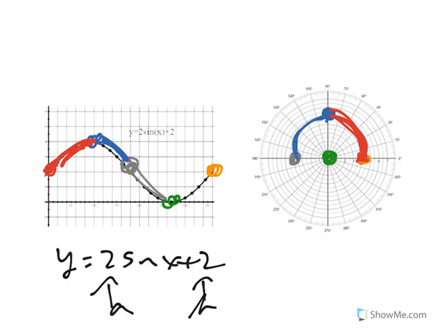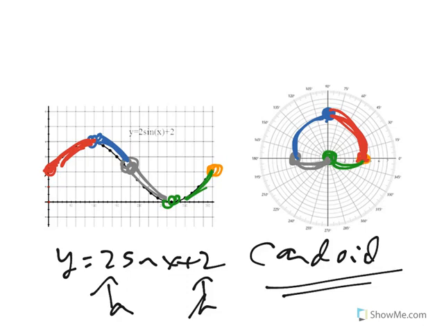This gray one, see how the y values are all positive? So it's sort of spiraling inward, because the r value is getting smaller and smaller, and then this green part is going to spiral outward. And that one is called a cardioid because it looks like an upside down heart.